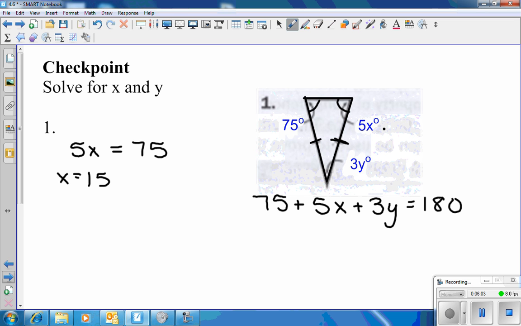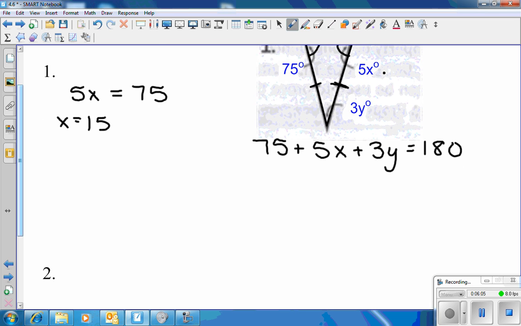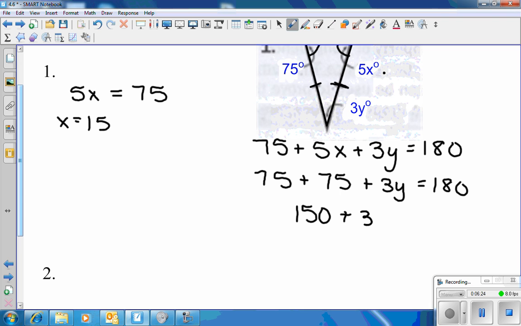So x is 15. And over here, I know that I have 75. Well, of course, this is going to be 75 too, right? Because they're going to be equal. Plus 3y equals 180. And I can add those together, and that, of course, is 150 plus 3y equals 180. Subtract 150 from both sides.